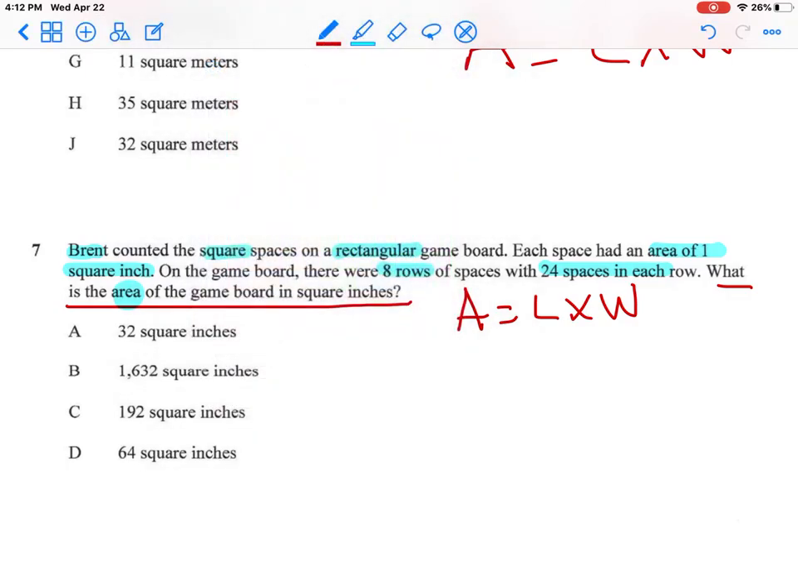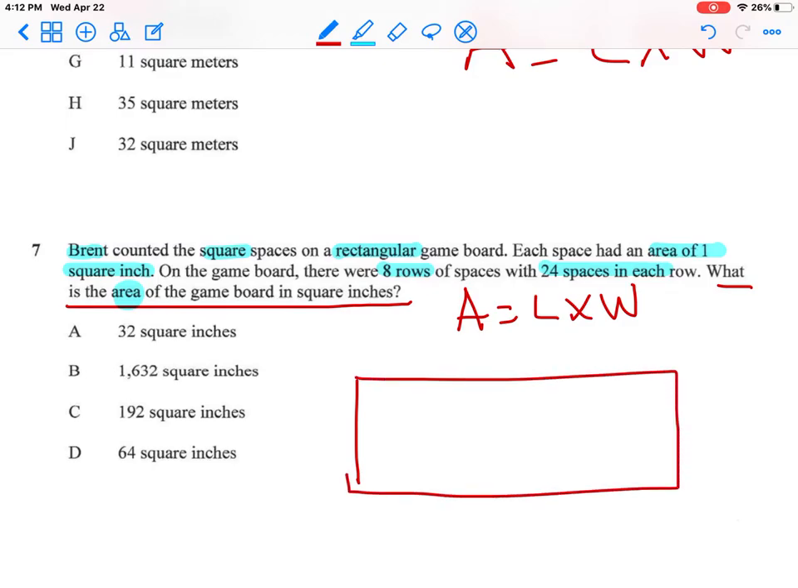They're telling me that Brent is putting square spaces on a rectangular game board. So I know I have a rectangle, right? And it's telling me that it has 8 rows with 24 spaces on each row. If I were counting rows, I would go 1, 2, 3, 4, 5, 6, 7, and I know I had 8 rows. 8 rows times how many spaces in each? 24. If I were counting spaces in each row, I would have 1, 2, 3, 4, 5, 6, 7, 8, 9, 10, 11, until I got to 24. So that means I have 8 rows with 24 spaces on each row.